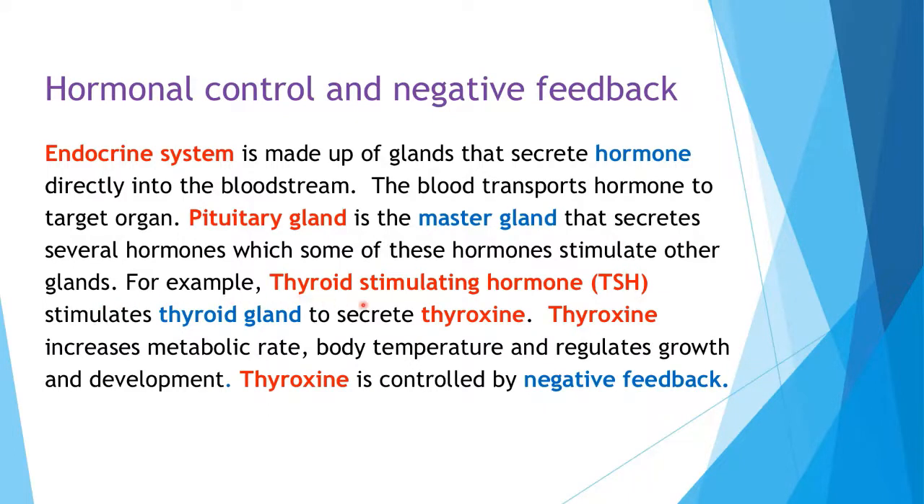For example, thyroid stimulating hormone, TSH, stimulates thyroid gland to secrete tyrosine. Tyrosine increases metabolic rate, body temperature, and regulates growth and development. Tyrosine is controlled by negative feedback.